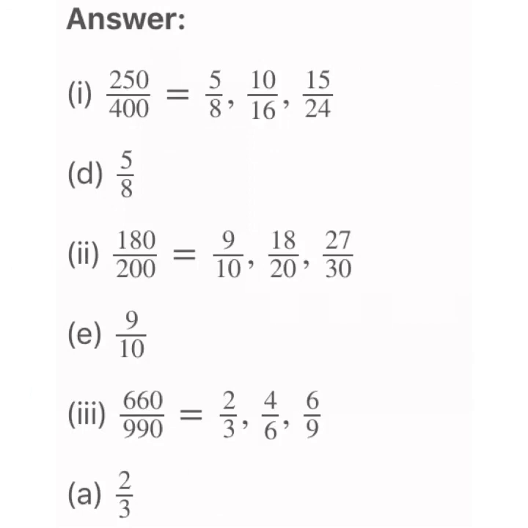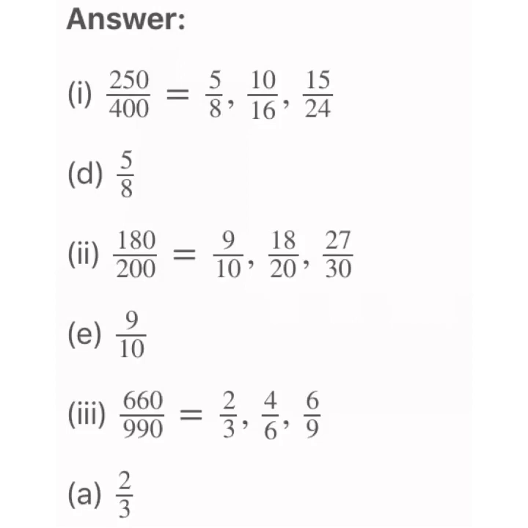Children, first one is 250 upon 400. Now search the equivalent fraction for 250 upon 400. Match for 250 upon 400 is 5 upon 8. That means 5 upon 8 is equal to 250 upon 400, and other 2 fractions which are equivalent to both these fractions are 10 upon 16 and 15 upon 24. That means 5 multiplied by 2 and 8 multiplied by 2 we got 10 upon 16, and 5 multiplied by 3 and 8 multiplied by 3 we got 15 upon 24.